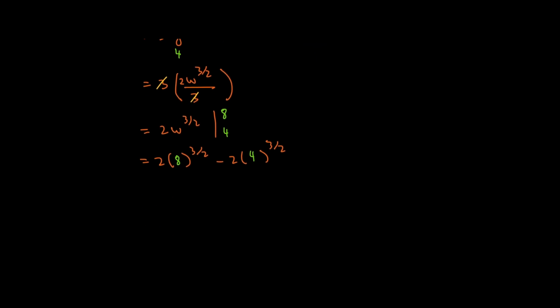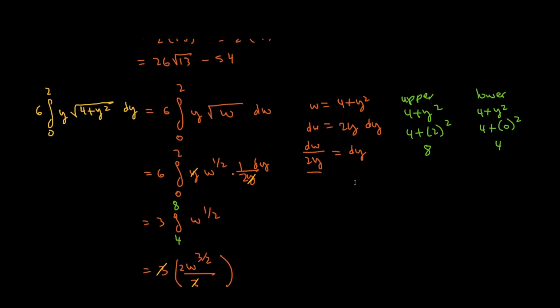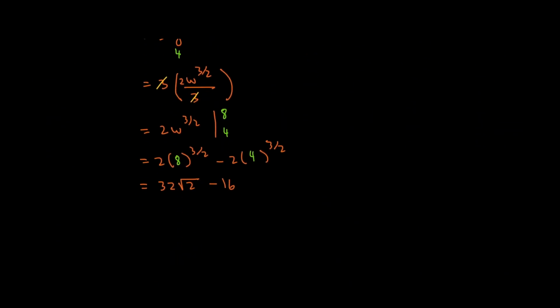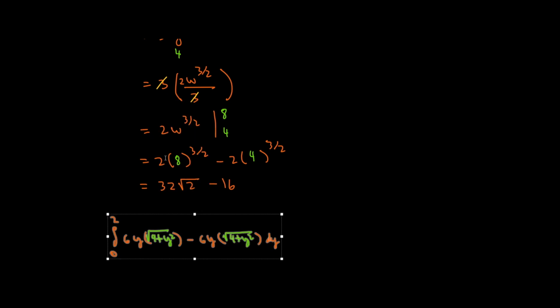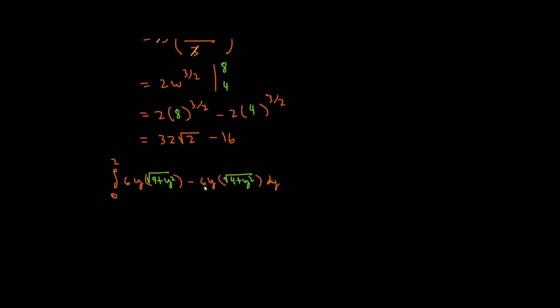And we're left with, that should give you 32 square root 2 minus 16. Okay. And I'm just going to rewrite the integral that we had before, the two integrals, the difference of two integrals.